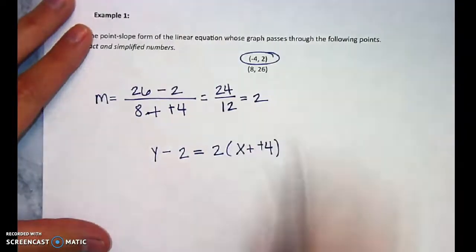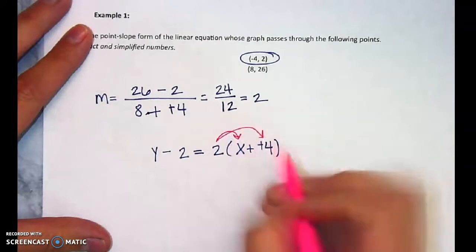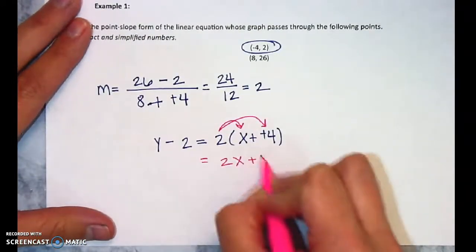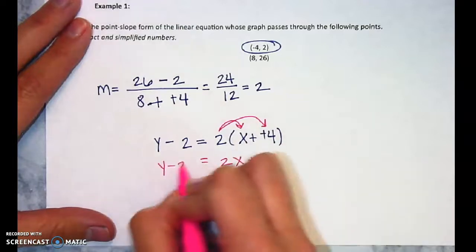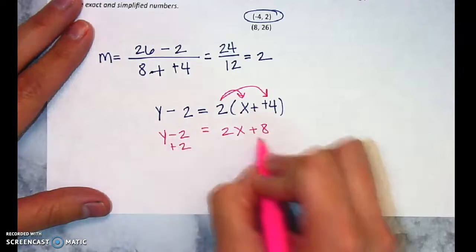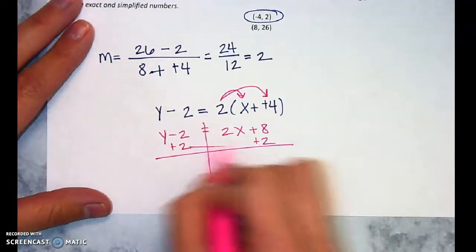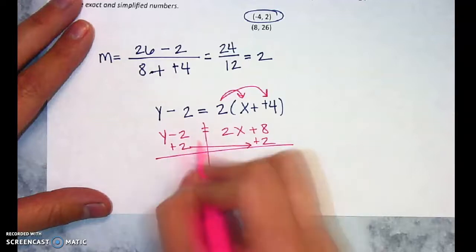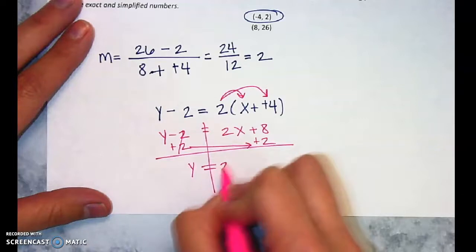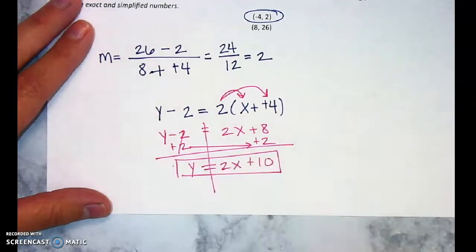Then we just simply distribute like we normally would when we see parentheses, which we get 2x plus 8. Bring down my y minus 2. Add the 2 at the end. Whenever we add the 2, it's the same thing as just doing the arrow form, which means you're going to flip the sign, just so you guys remember. Y is equal to 2x plus 10 becomes my answer for this one.